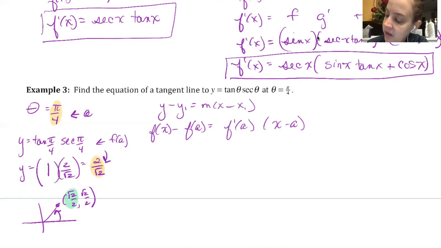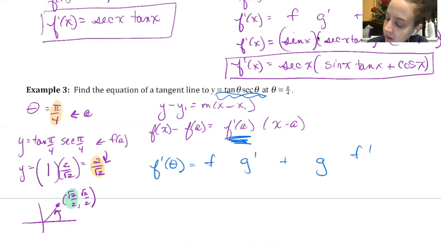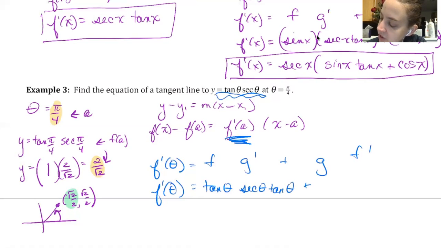All right, what are we talking about next? We need f prime of A. We need a derivative. We need a slope. So f prime of A, let's go with f prime of theta for now, is the derivative of the original. I have a tangent times a secant, so that's a product rule. The first term is tangent theta. G prime, the derivative of secant, is secant theta tangent theta. G is secant theta. And f prime is the derivative of the first one. The derivative of tangent is secant squared.